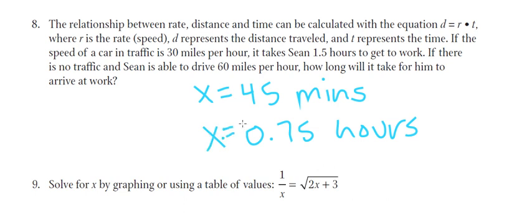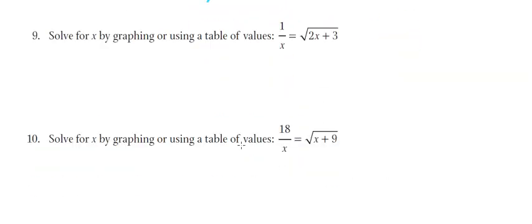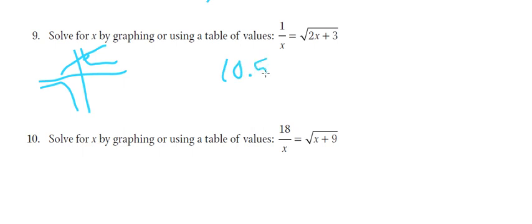Then for 9 and 10, you were able to solve those using graphing. For this one, you got an inverse function that looked like that, and then you had a radical function that looked like that, and they intersected there, and that value was 1/2.